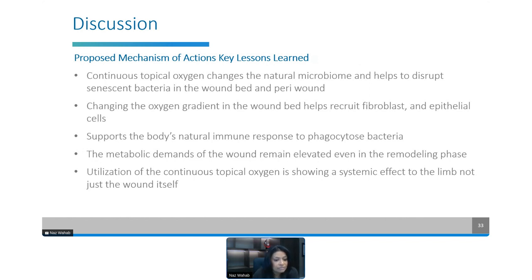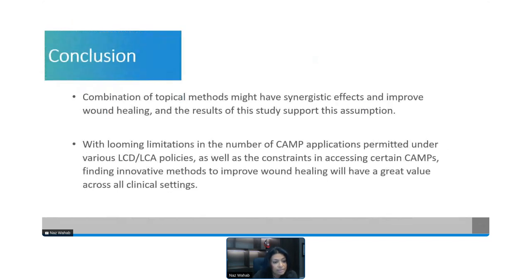There's metabolic demands of the wound that remain elevated even in that remodeling stage. And so oxygen helps to support that remodeling phase. I think it helps to perhaps even increase tensile strength. I don't know. We need to do some more studies behind that and understand when is the oxygen or metabolic demand actually diminishing in that remodeling stage. And the utilization of continuous topical oxygen is really showing that there's a systemic effect to the limb and not just the wound itself. And so we're probably getting a lot more of a response than people really initially thought.